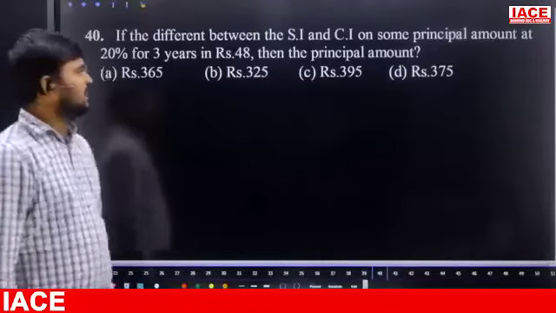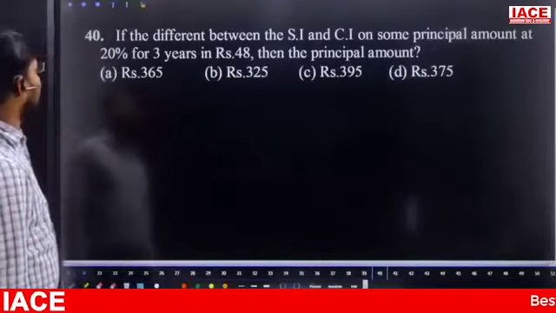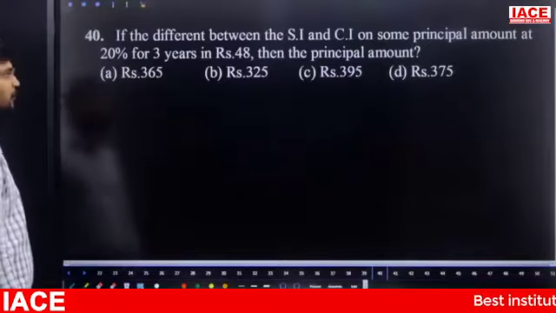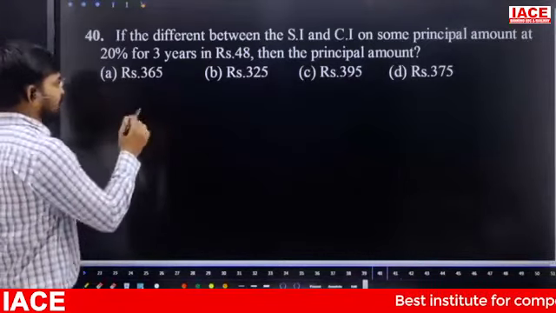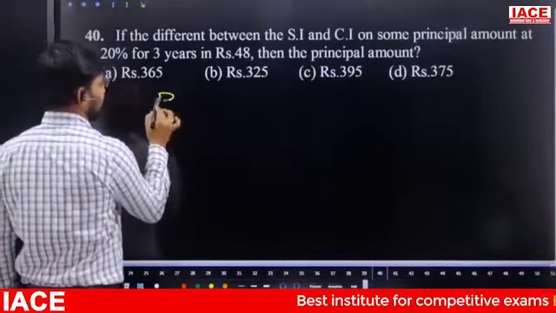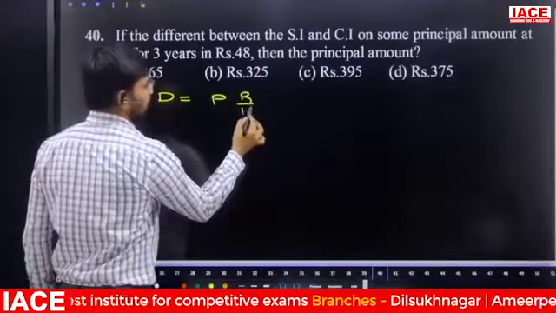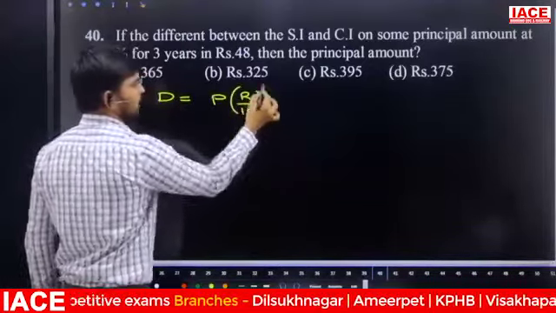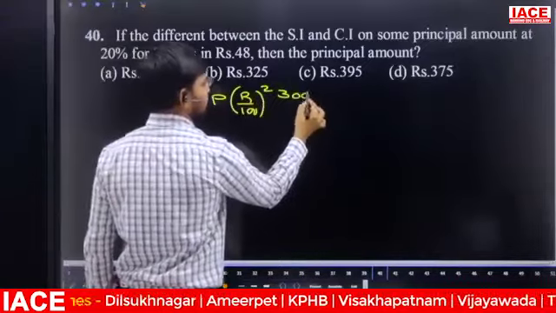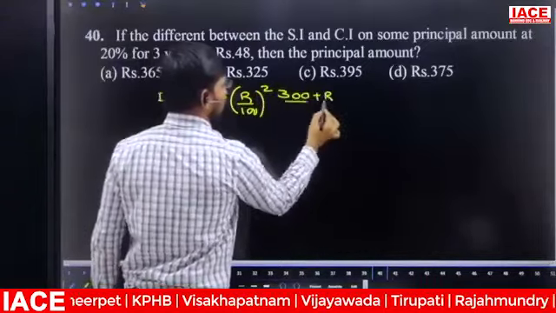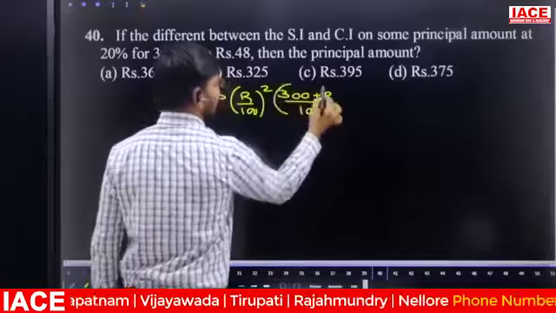If the difference between the SI and CI on some principal amount at 20% per annum for 3 years is 48, then find the principal amount. 3 years difference, I told you, 3 years difference means D is equal to P into R by 100 whole square. This is 2 years difference. Whenever they're asking 3 years difference, it is (300 plus R) by 100. Okay, this is 3 years difference.